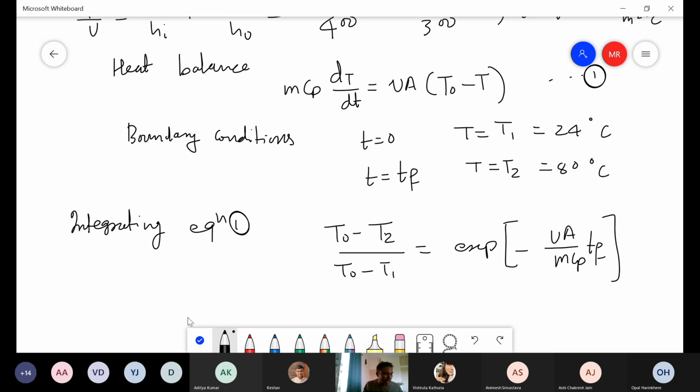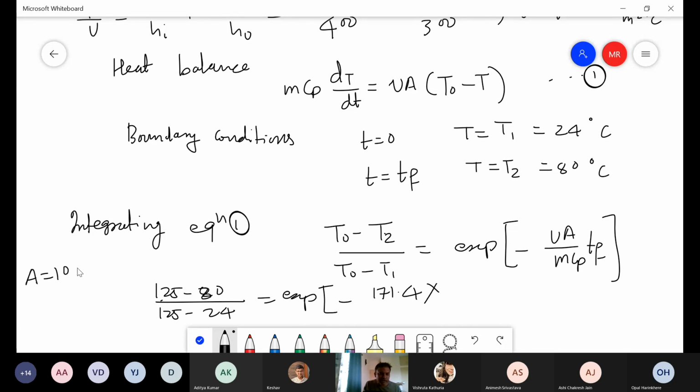So you can put the values here. 125 minus 80 divided by 125 minus 24 should equal the exponential of minus U, which you have already calculated, that is 171.4, times the area. The area is already given in the problem statement itself, isn't it? So A is 10 meter square. If you read the problem statement, the area of heat transfer is given, so that is 10, isn't it?